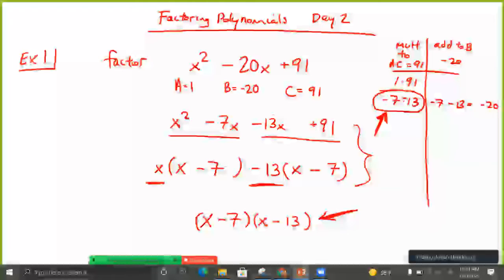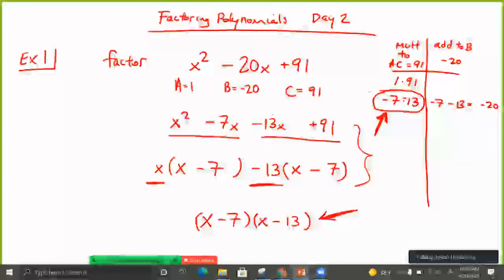Now, later, when our A is not 1, then things will be a little more tricky, and I think doing these middle steps will be more important. But for these simpler ones, when A is 1, you could basically just say, okay, x minus 7, x minus 13, we're done.